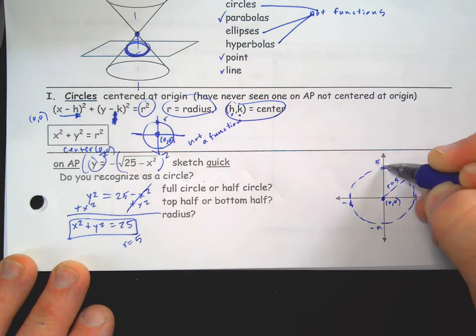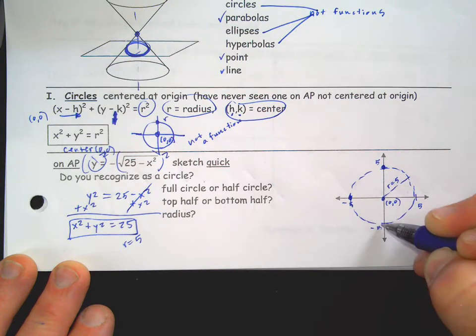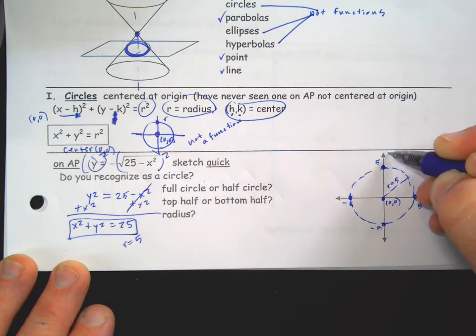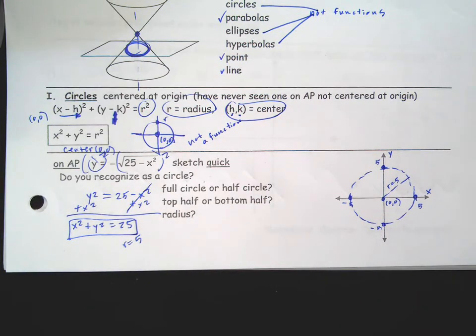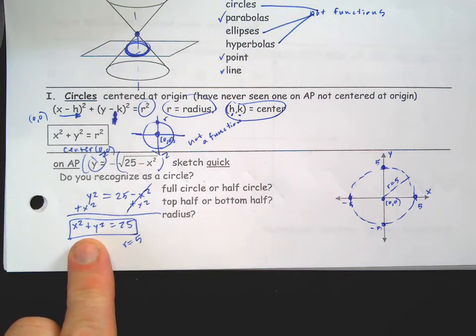Usually I go up 5, left 5, down 5, right 5 when I go to sketch a circle, or even kind of the same idea for ellipses. Here's the deal. Is it the whole circle? You're like, yeah, sure, why not? No, it's not. Now, if I gave you this, it would be the whole circle. We changed this to make it easier to draw or recognize.